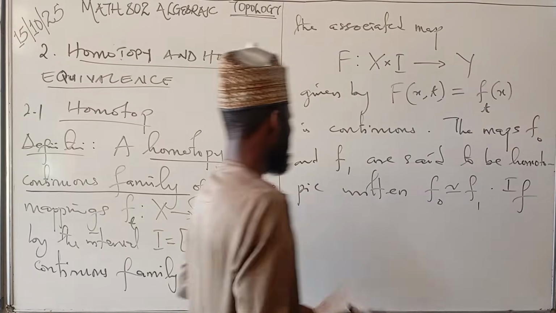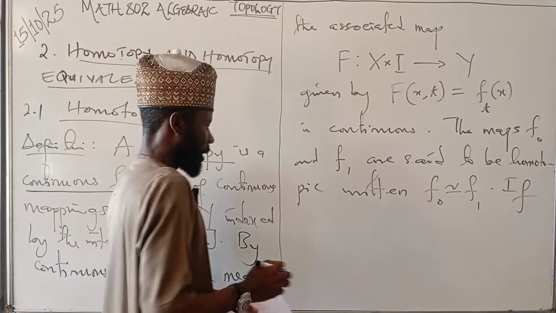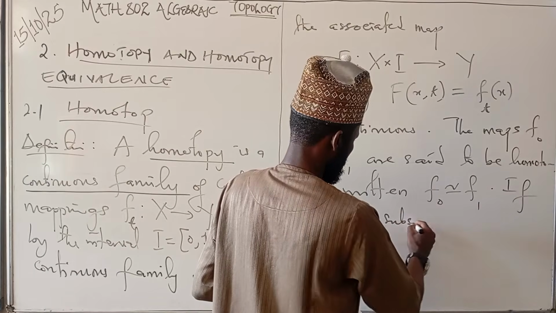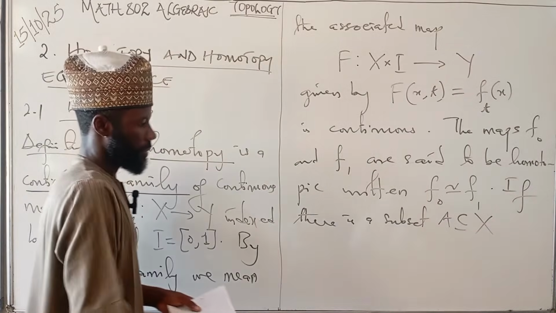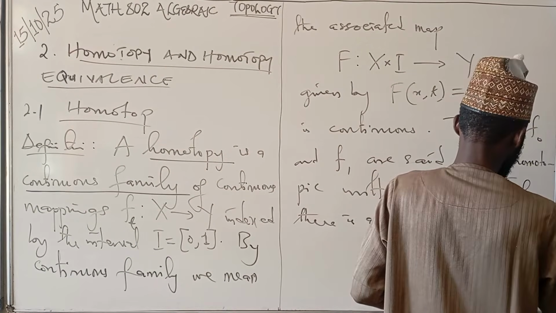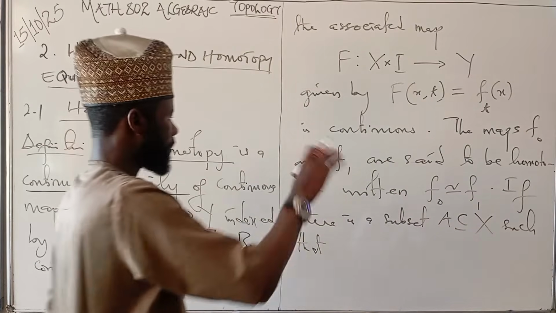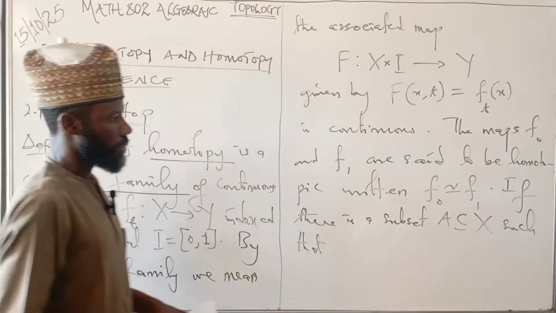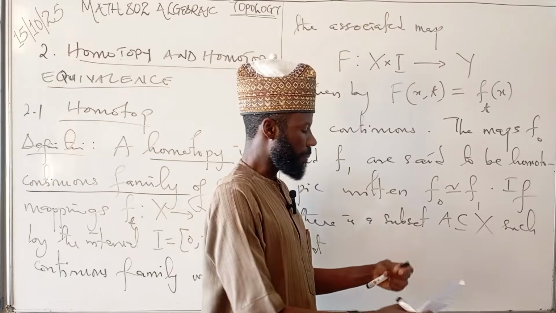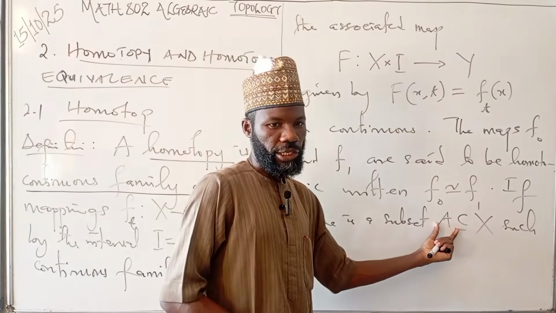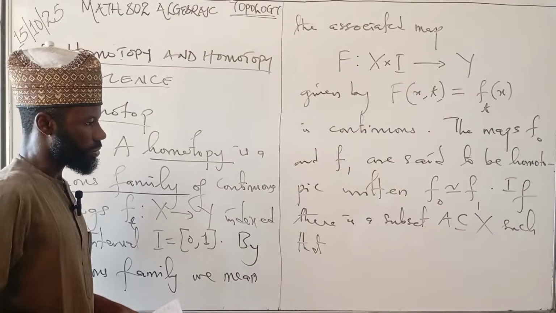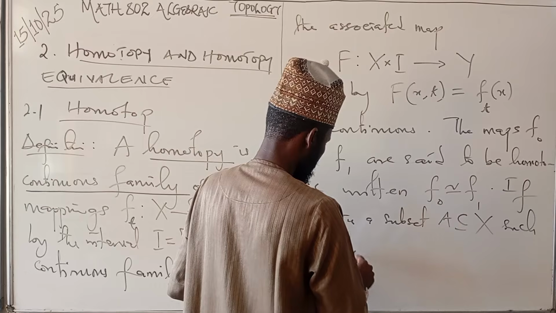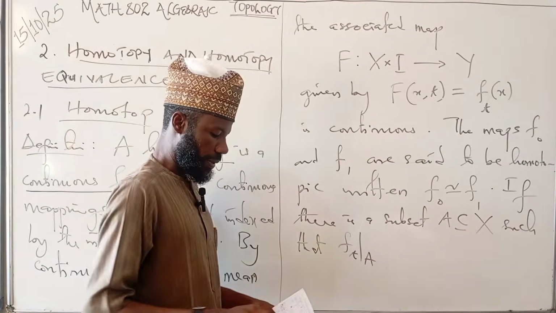If in a homotopy there is a subset A of the space X such that each one of these mappings is not doing anything, the mappings, all of them, are doing the same thing on the subset A, then the homotopy is said to be relative to A. That is, F_t restricted to A is independent of t.